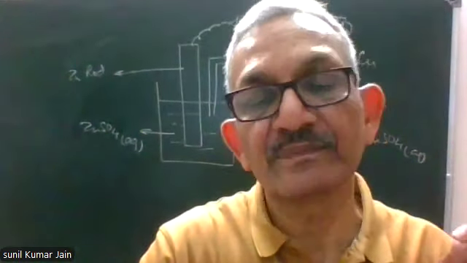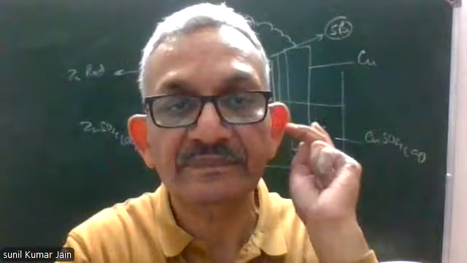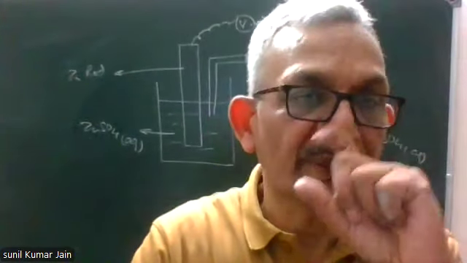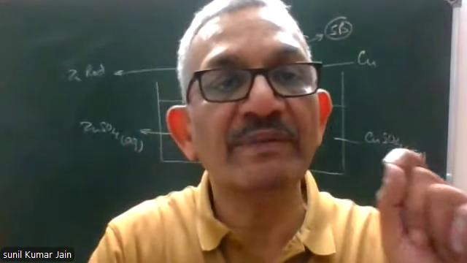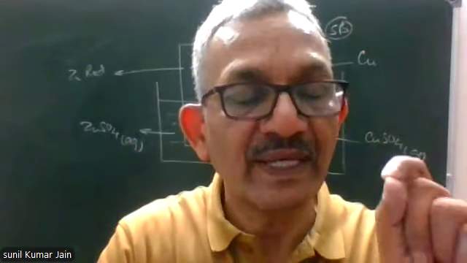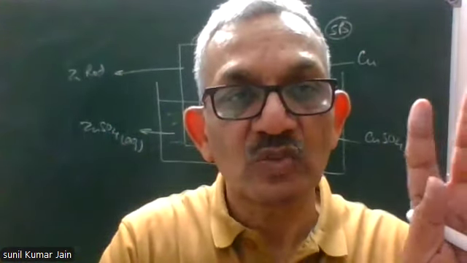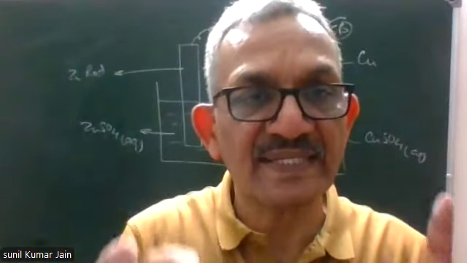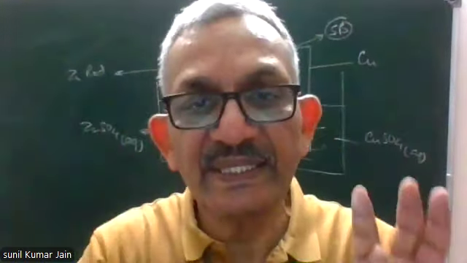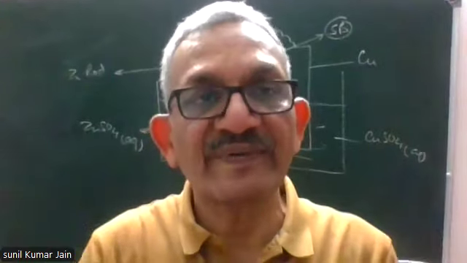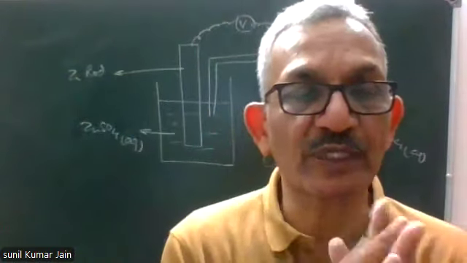For example, KCl, potassium chloride, KNO3, potassium nitrate, NaNO3, sodium nitrate, ammonium nitrate, NH4NO3, etc. These are the electrolytes which can be used. Their ions, that is cations and anions, have similar mobility. So we have taken all these things in a beaker. Now heat and prepare a saturated solution.